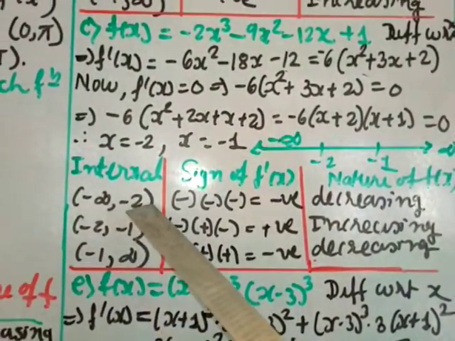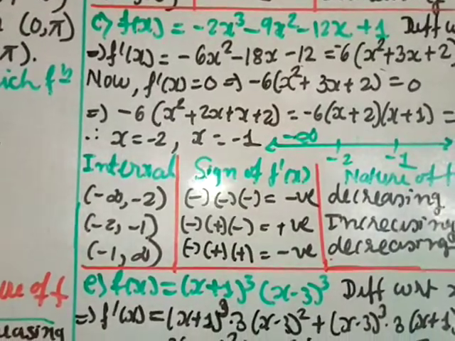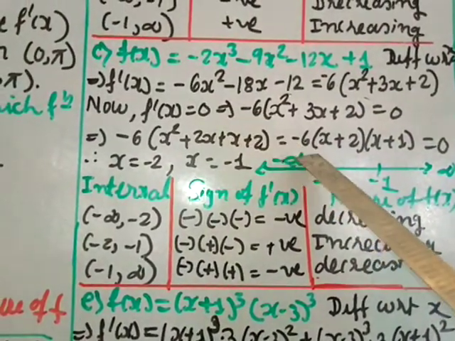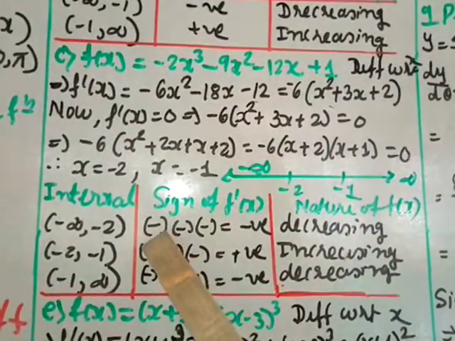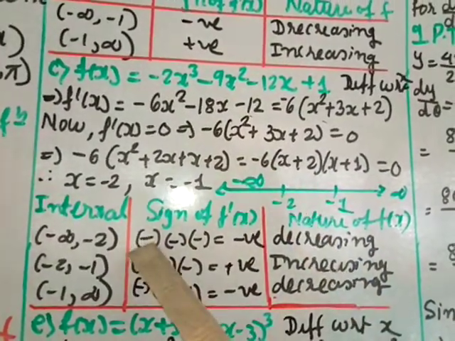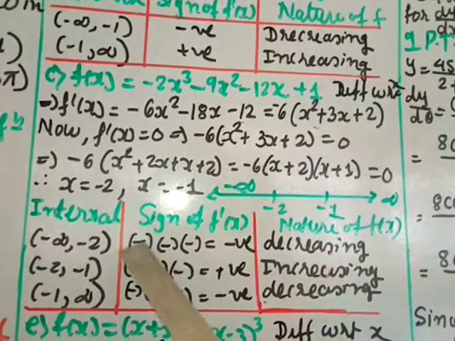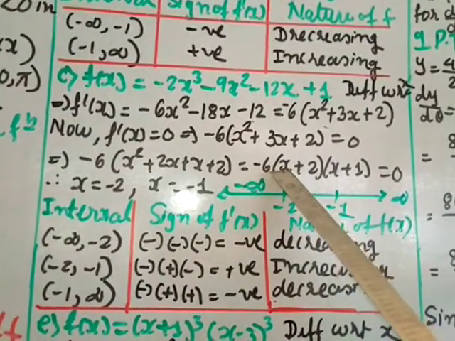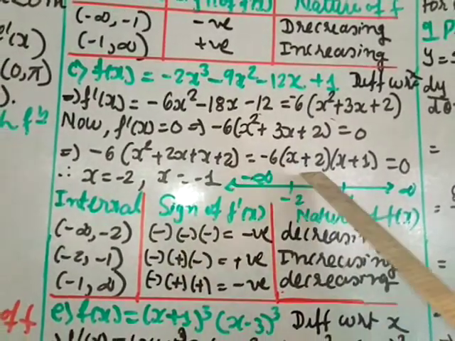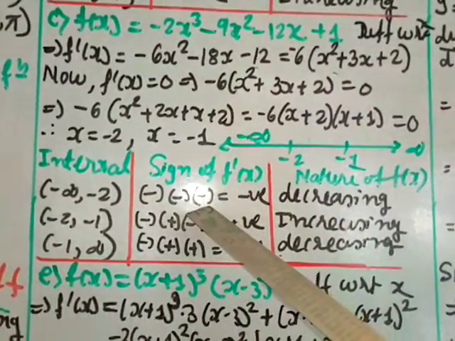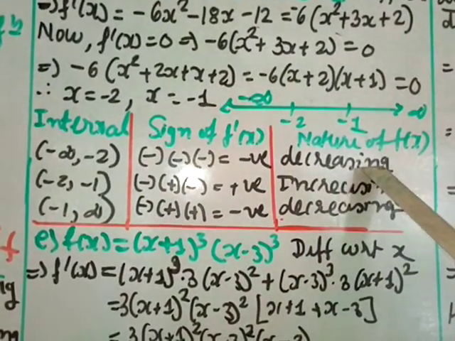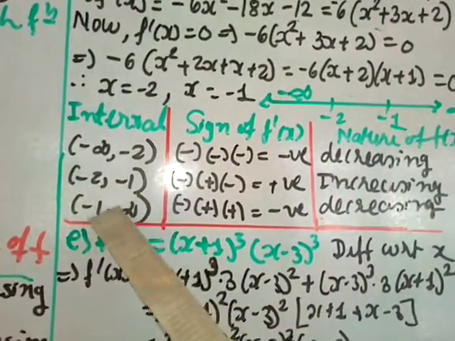Now minus infinity to minus 2. Let's just take one value. Let's take minus 3. Keep in mind that there is minus 6 here, and this part is always negative. So first I have always written negative. Then here I take minus 3. Minus 3 plus 2 is negative, minus. Minus 3 plus 1, again negative, minus. So minus into minus is plus, plus into minus is negative. So it is decreasing.